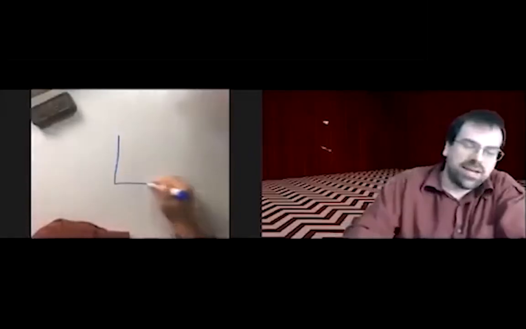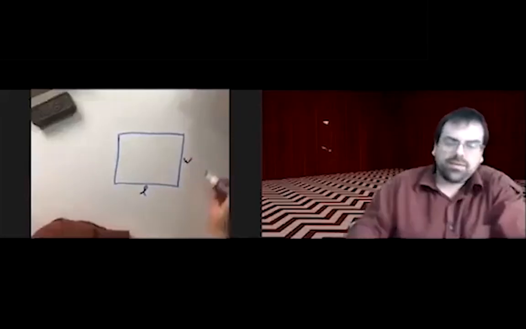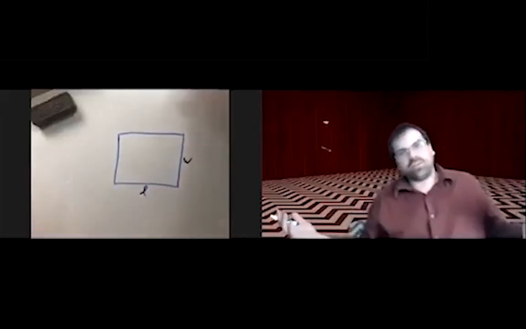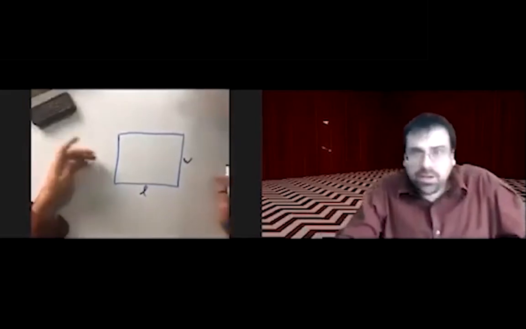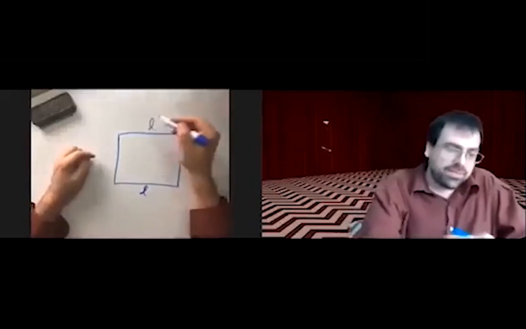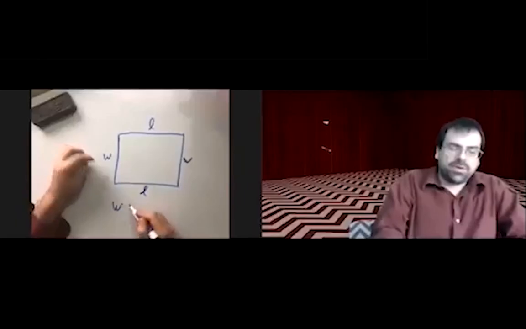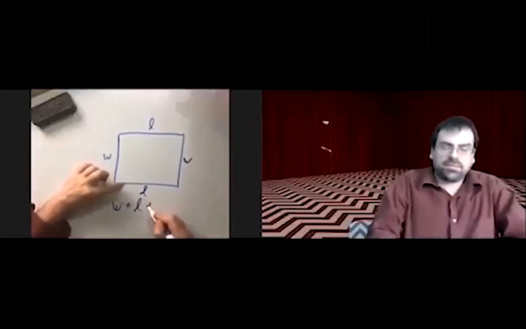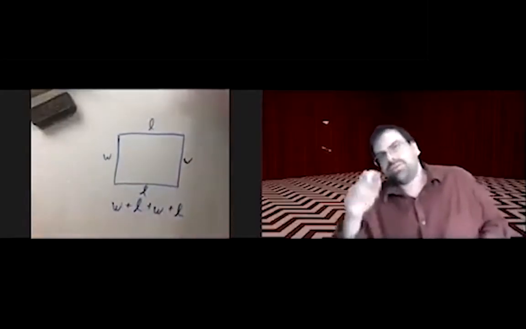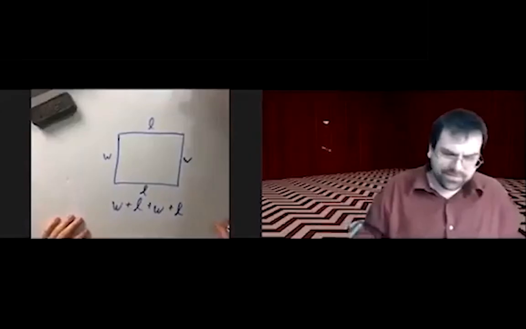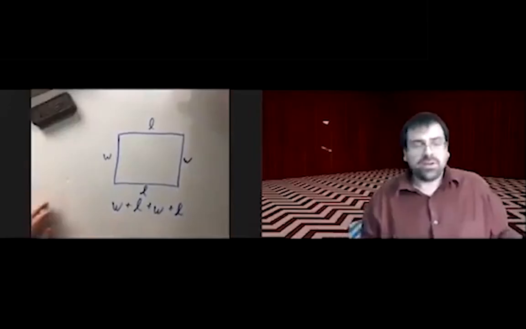So if we have a rectangle, and this rectangle has a length and a width, they're really interchangeable. We would add the sides. So we'd have another L up here, another W over here, and we'd go W plus L plus W plus L. And we'd have 2 W's added to 2 L's. And that'd be perimeter. And everything was good.